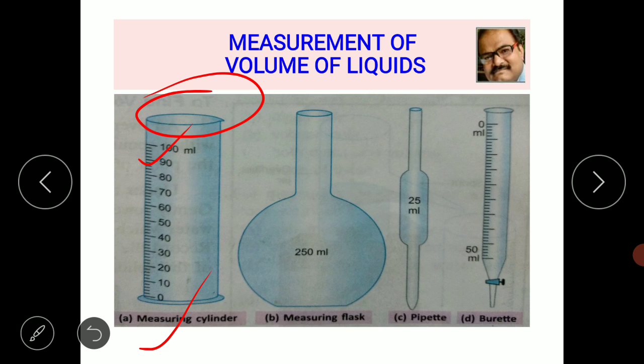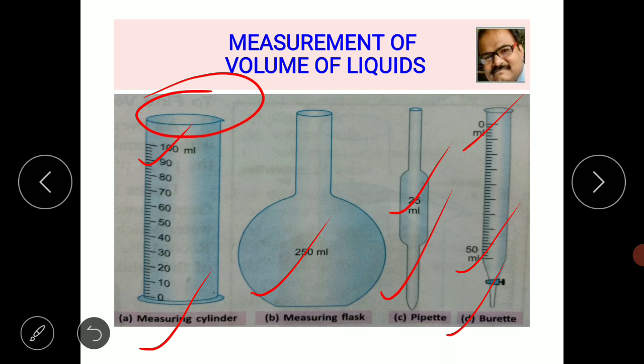The second apparatus that is shown in the picture is called a measuring flask, and this measuring flask has the capacity of 250 milliliter. The third apparatus is the pipette, and its capacity is 25 milliliter. The fourth picture that you see on the screen is the burette, and its capacity is 50 milliliter, from 0 milliliter to 50 milliliter.